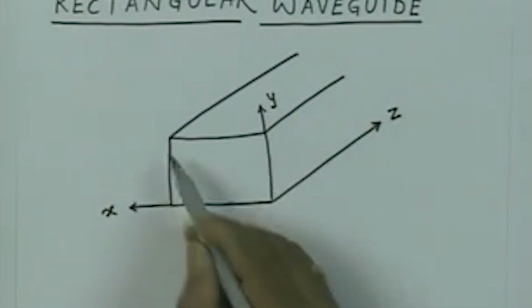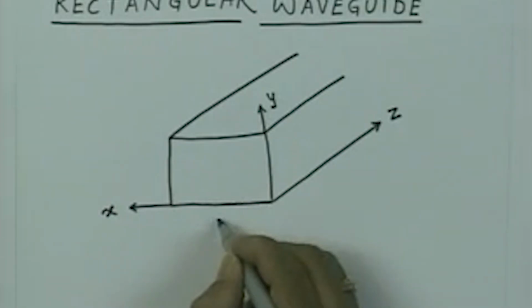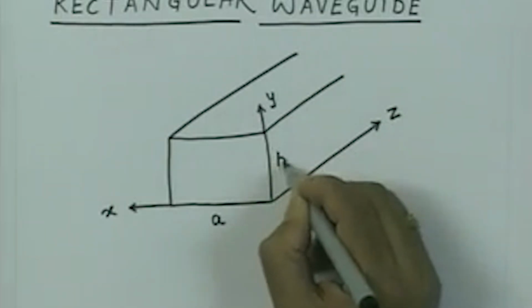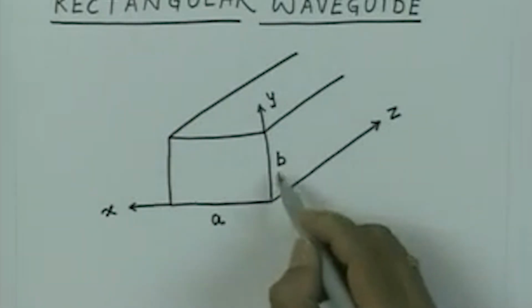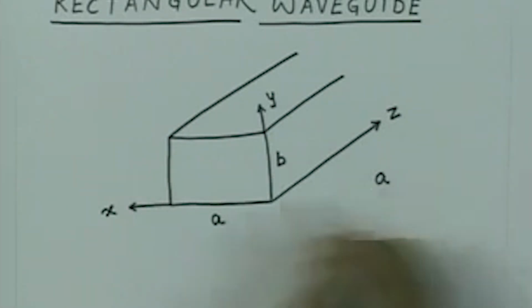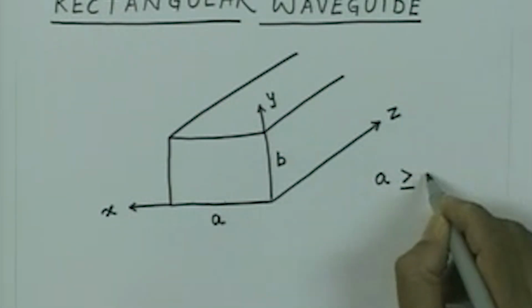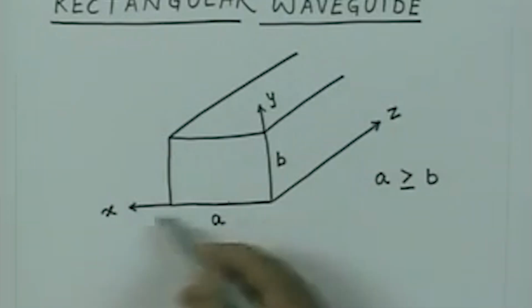Now, considering in general this cross section of this waveguide is rectangular, let us say the width of this waveguide is denoted by A and the height of this waveguide is denoted by B, and by definition A is greater than or equal to B. Why we are taking that convention will become clear when we define the particular type of mode. So, the x axis is oriented along this broader dimension, that means along A. That is the convention we are taking.